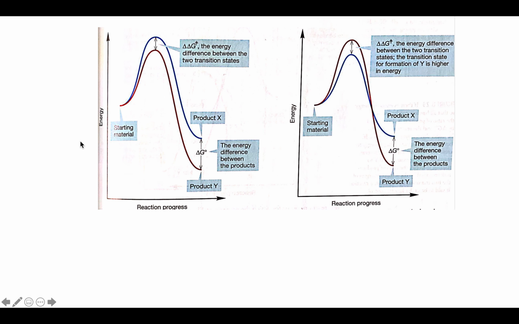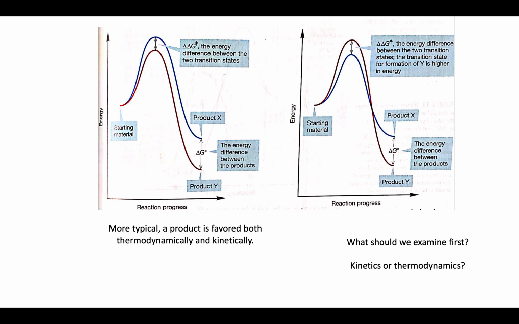Within the organic textbook, it points out in an interesting way, there are times that you'd have reactions where it's not favored in terms of both the kinetics and in terms of the thermodynamics. Look within the two images right here. In the one on the left, we have a case which is more typical, where we have a product that's favored both thermodynamically and kinetically. But there are examples where that's not always the case, and in a clever way, this is something that an organic chemist can use to try to favor one product over a different one.